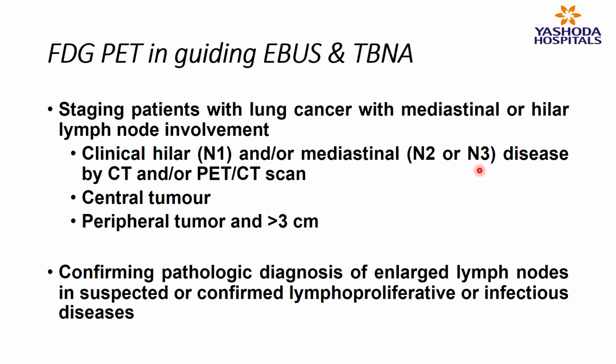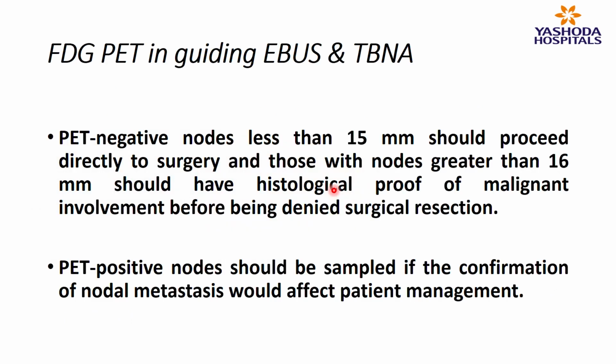So these are the 2 points where the staging in lung cancers is specifically concentrated: where there are N1 large hilar nodes or critical hilar nodes, or mediastinal lymph nodes, and central tumors. Similarly, what the PET guidelines also say is, if a PET negative node is less than 15 millimeter, it should directly proceed to surgery, and those nodes which are greater than 16 millimeter but not showing uptake should require a histopathological proof. Again, a PET positive node should be sampled if it is going to entirely change the treatment parameters of the patient.